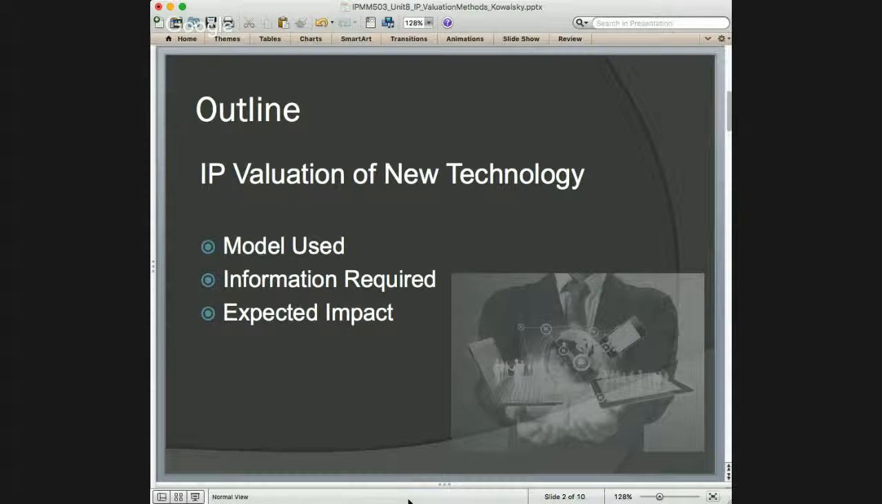This presentation will discuss the requirements to prepare a valuation of a new technology. We will review the model being used, the associated information required to complete the valuation, and the expected impact or output from this model.